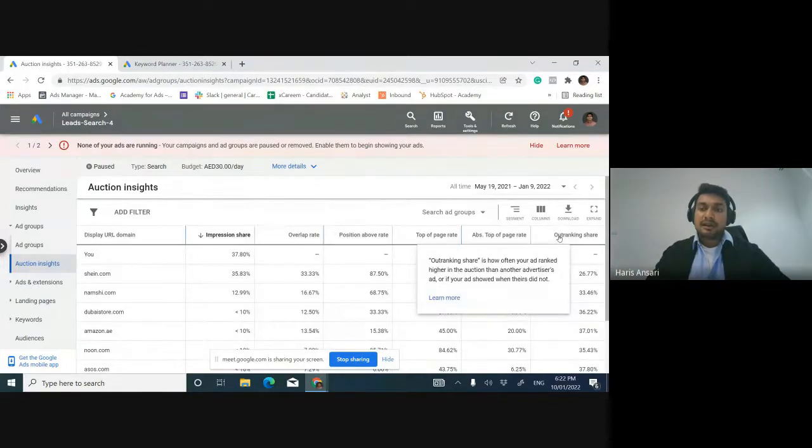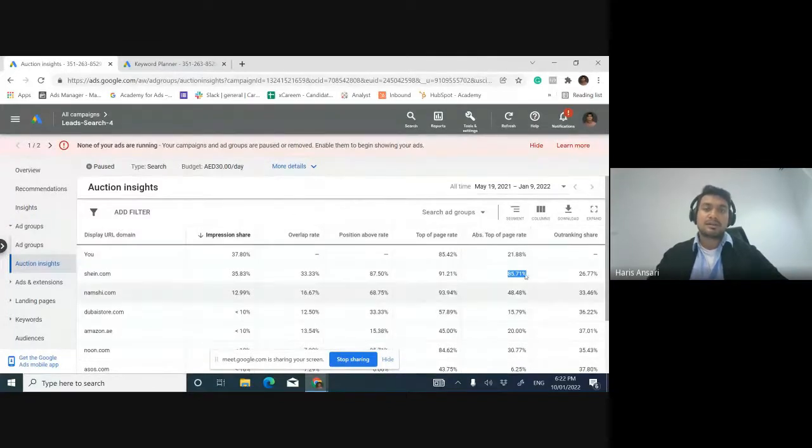Then we have outranking share. Outranking share is basically how many times your competitor was there and you weren't there. So all these metrics help you understand how the market is responding to the competition and where you stand in terms of the competition.